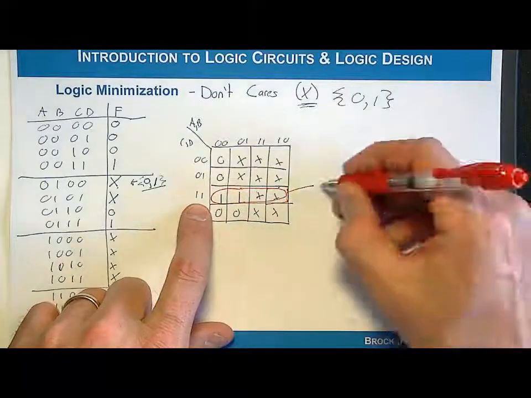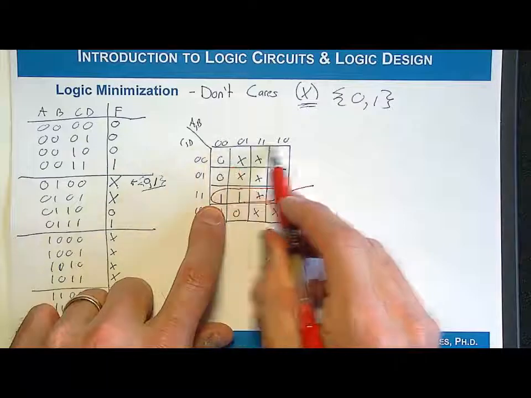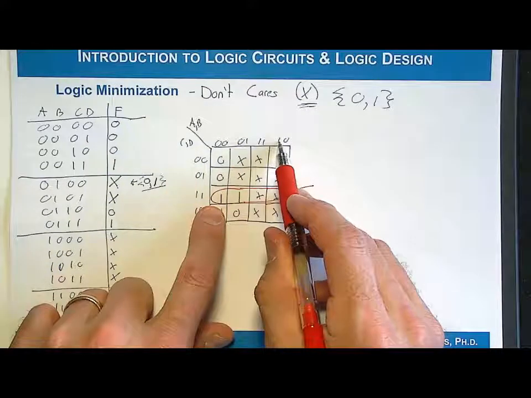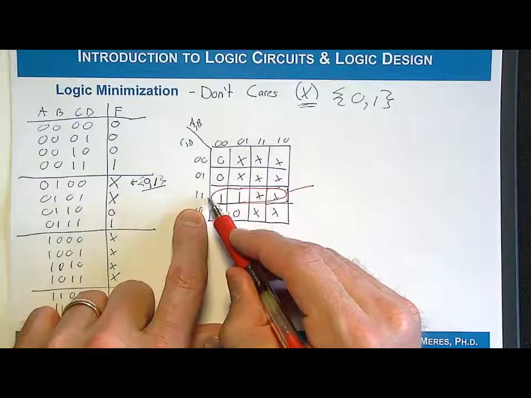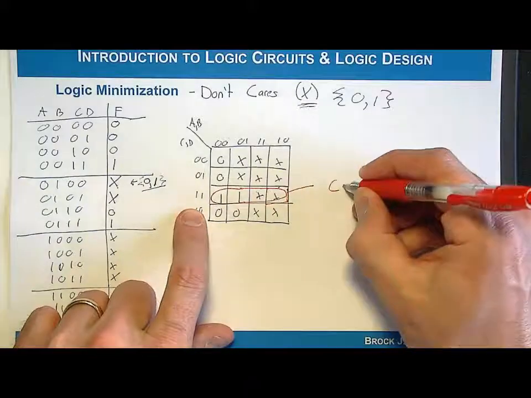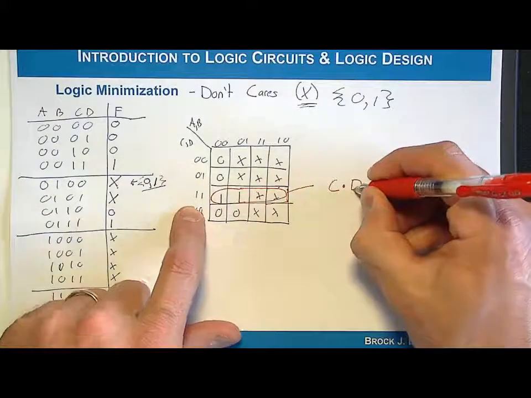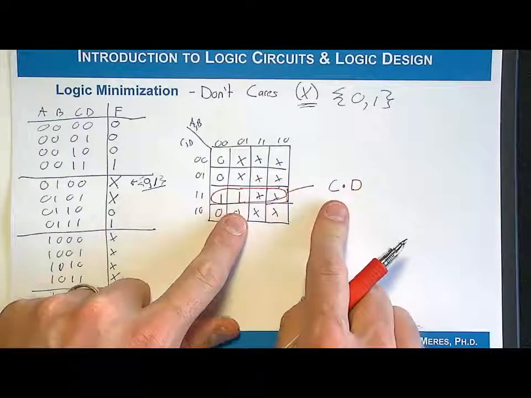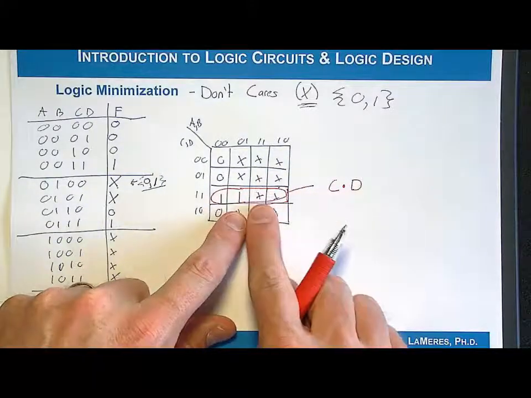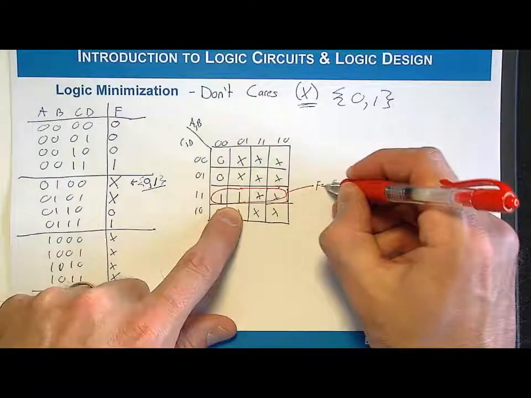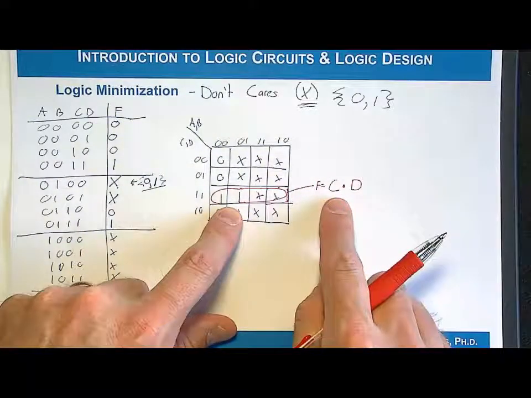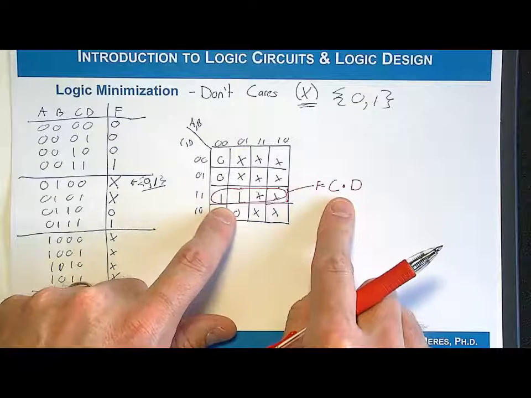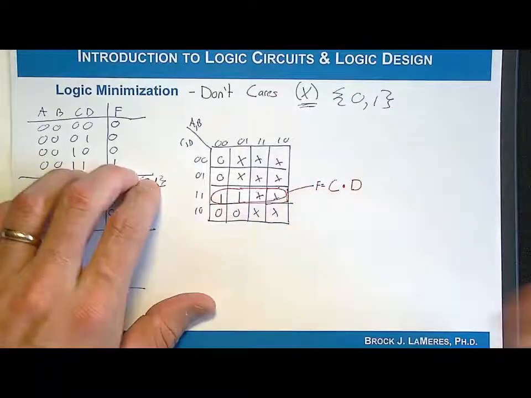And the product term is simply going to be: A and B are excluded, because it covers a region where A and B are both a 0 and a 1, and it covers a region where C is a 1 and D is a 1. So the product term for this is simply C and D. And so we can say, okay, that's the new product term, and the output is simply F is equal to C and D.